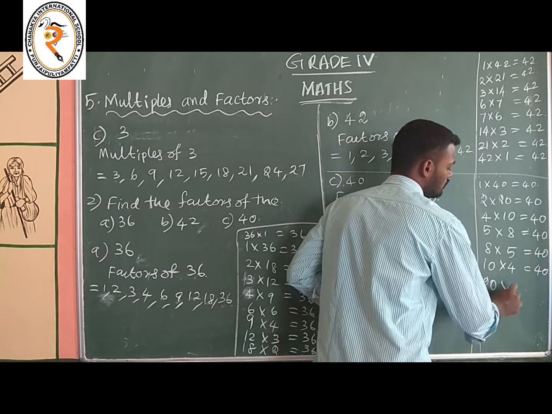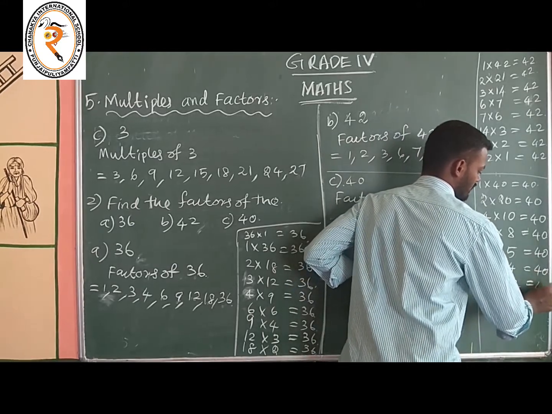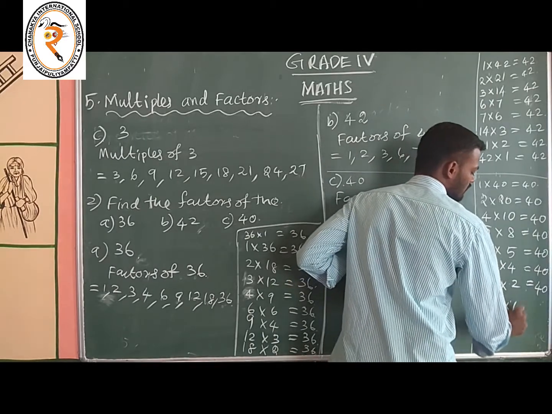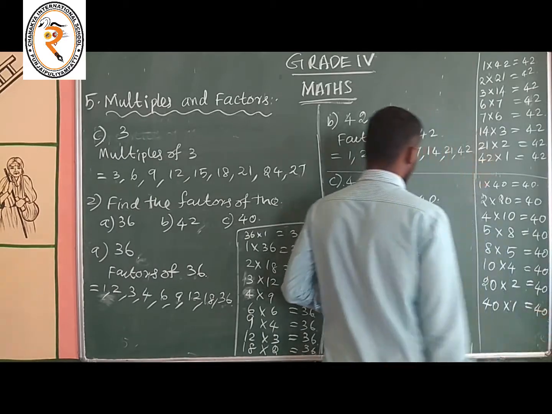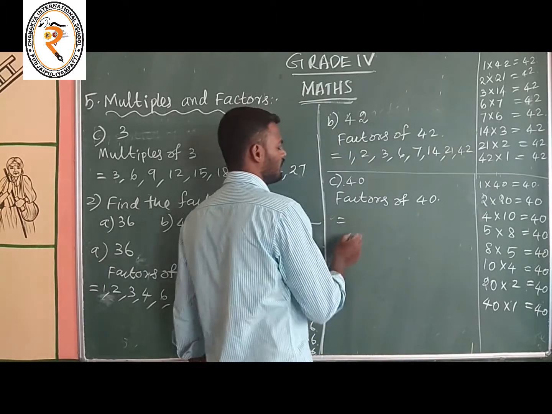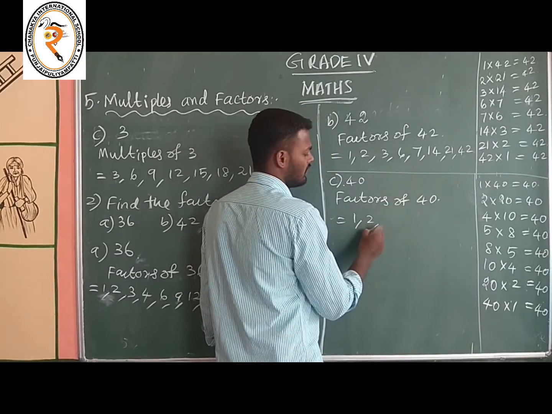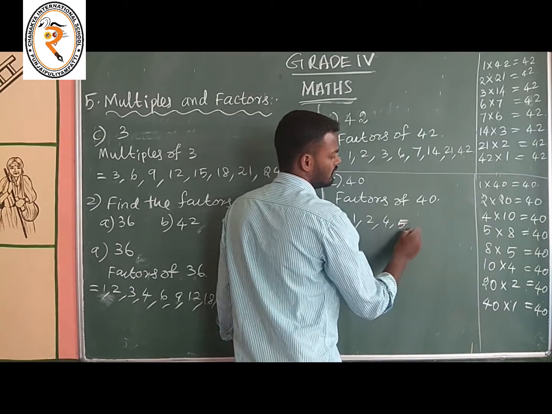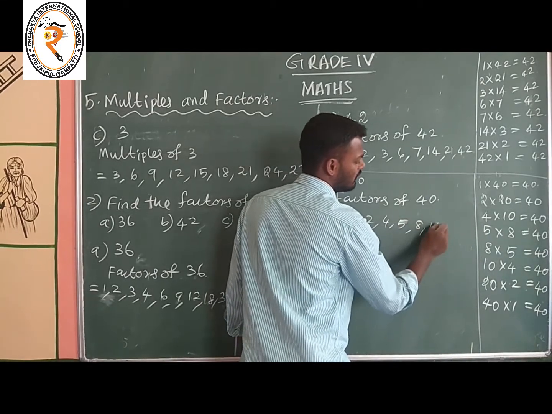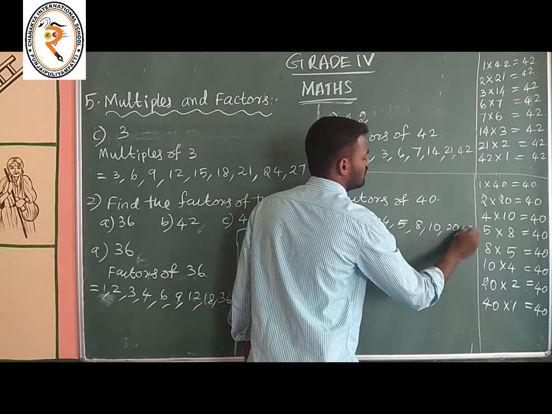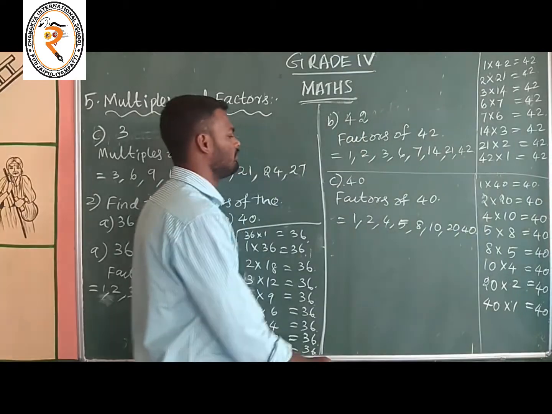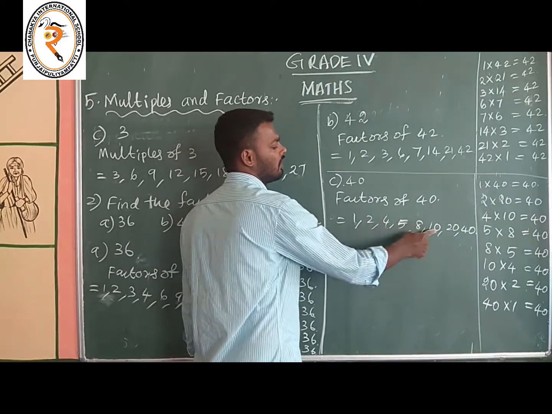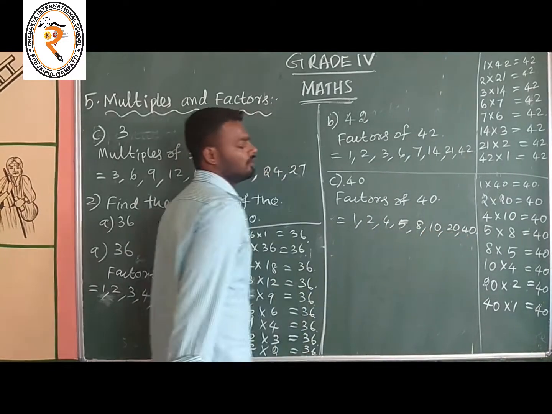20th table: 20 2s are 40. And next, the 40th table: 40 into 1 is 40. Therefore, 40 comes in the first table, second table, fourth table, fifth table, 8th table, 10th table, 20th table, and last 40th table. So the factors of 40 are 1, 2, 4, 5, 8, 10, 20, and 40.